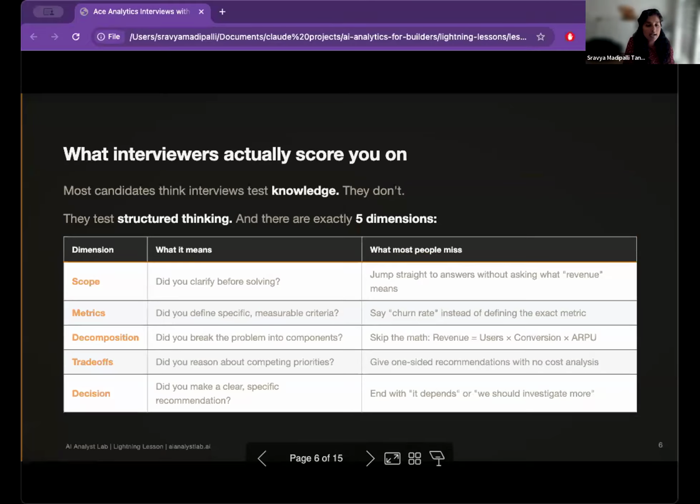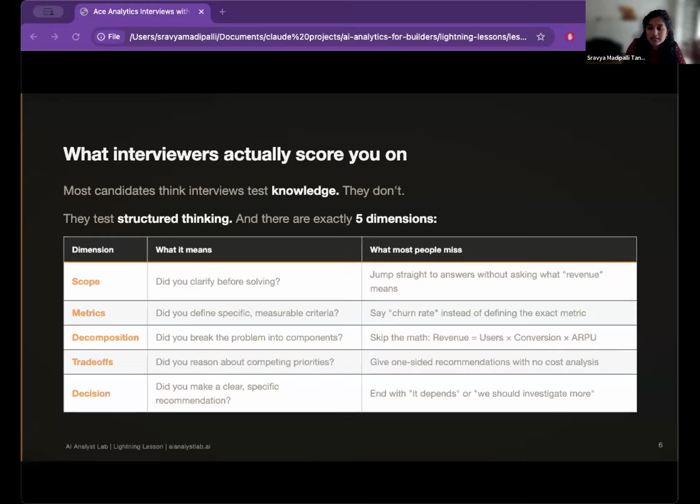Okay, so now let's talk about what interviewers actually score you on today. Most candidates think interviews test knowledge. It's not wrong, they do test your knowledge, but what they test you on, I would think, is majorly structured thinking. I've conducted at least hundreds of hiring manager interviews. I look at these scorecards from data scientists on my team, and all of the really good candidates were technically amazing. What they lacked was a structured way of approaching a problem.